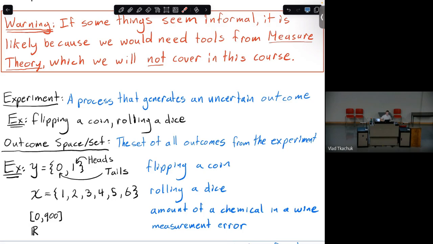And then maybe a classic example of something that's a real number that can go potentially as large, positive or negative, is this idea of measurement error. When you measure something, it could be plus some amount or minus, and maybe you don't have any range on it. But anyways, this is going to be the set of outcomes that your experiment can take.